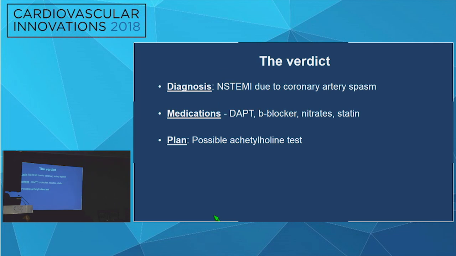And the verdict was that the patient had the non-ST elevation MI due to severe coronary artery spasm. And we decided to treat the patient medically with dual antiplatelet therapy, beta blockers, nitrates, and statins, and maybe at a second time to perform an acetylcholine test.